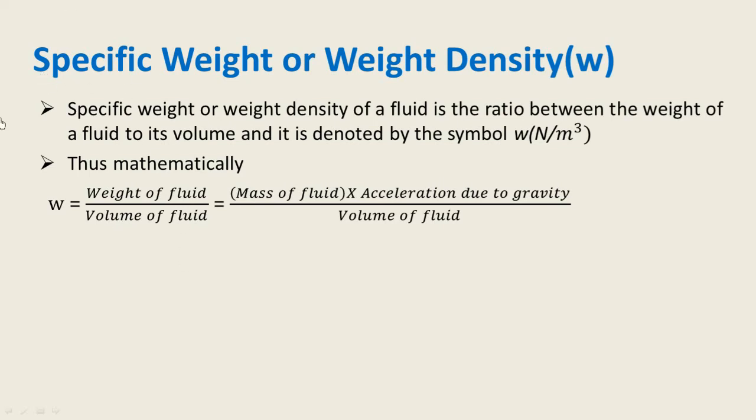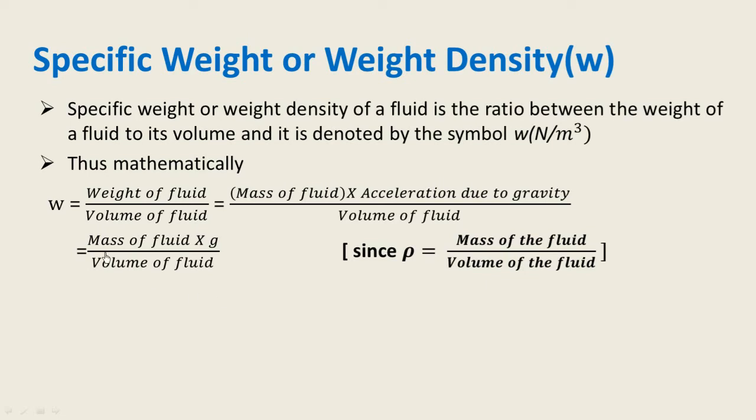Okay, so in most of the cases specific means you need to divide with the volume, but when you write a specific volume you need to divide with the mass. So that we will see later. So here weight of the fluid is written as mass of the fluid into acceleration due to gravity. Then we will have a volume of the fluid, then substituting mass of the fluid into g by volume of the fluid, but we know that density equals mass of the fluid by volume of the fluid. So substituting it here, you will get rho into g. So specific weight can be written as rho g.